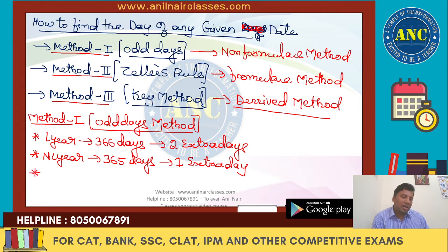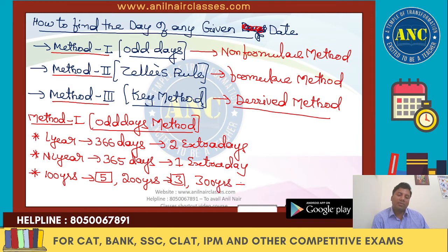What is the other concept that we discussed? 100 years will have how many extra days? 5 extra days. 200 years will have 10 divided by 7, so 3 extra days. 300 years will have 15 divided by 7, so 1 extra day. And 400 years will have 0 extra days. All these concepts related to odd days, we are going to use.